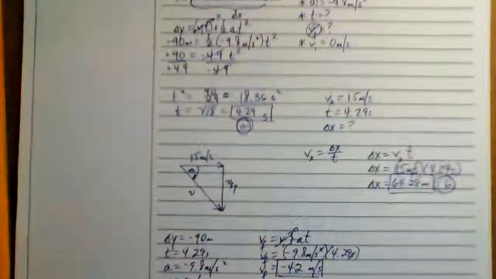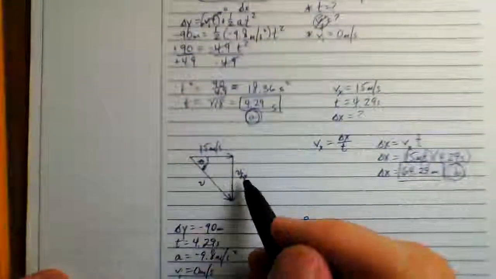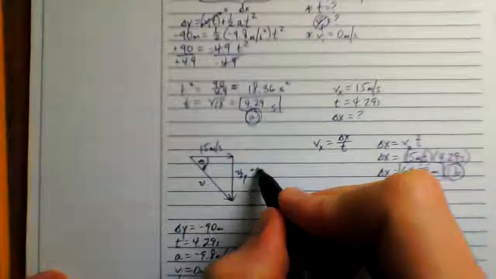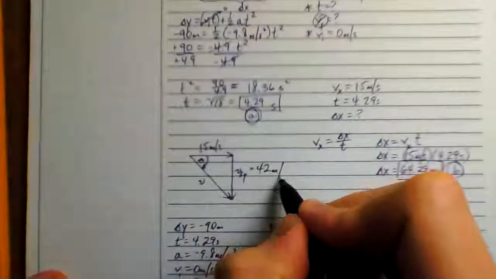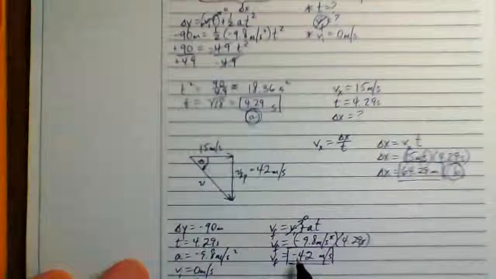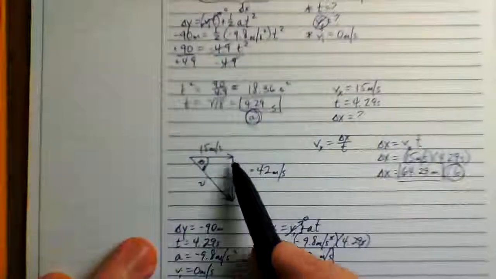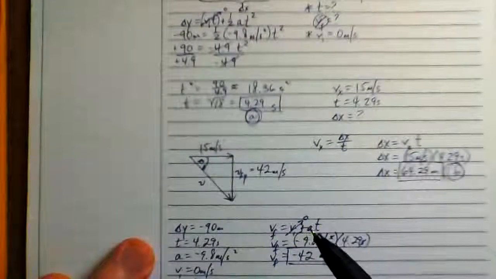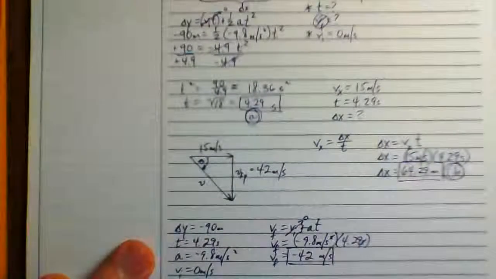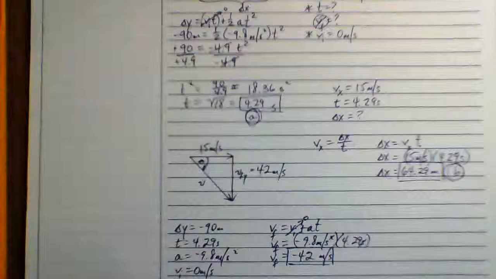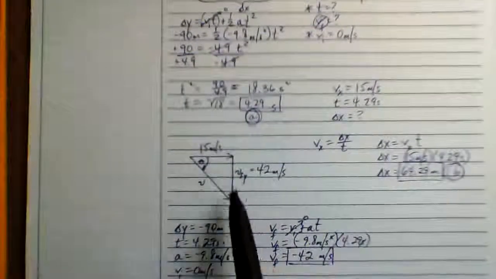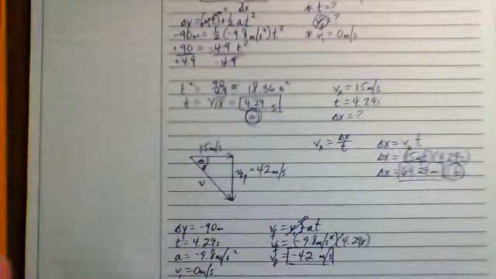What I have to do is look at my triangle again, and I'm going to say that equals 42 meters per second. Keep in mind this one is technically negative, but it's pointing down, and I have an arrow showing the direction. So I'm going to leave off the negative. I'm just going to say 42 pointing down, and call it a day.